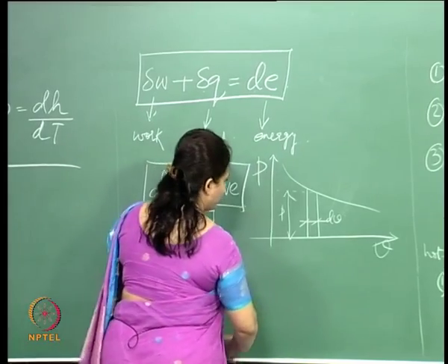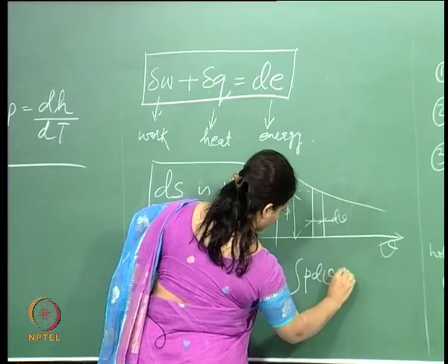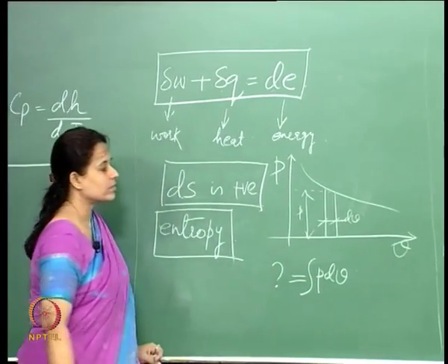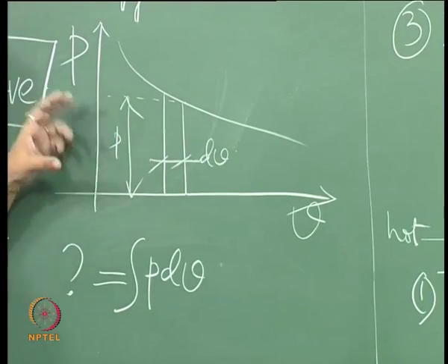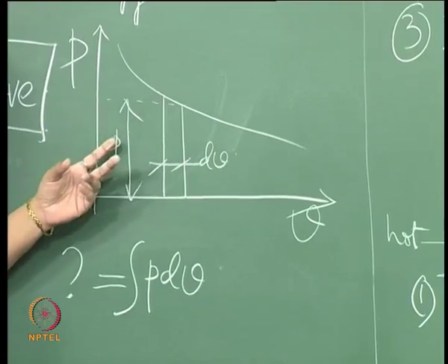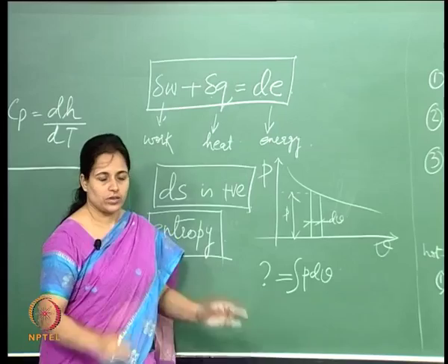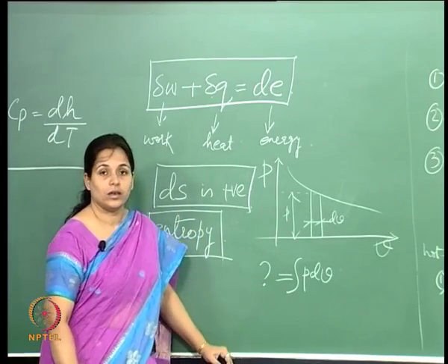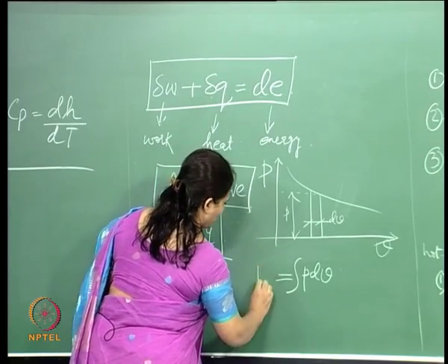Right. Now, if I take this integral, what do we get? Essentially, for a certain pressure, I have a change in volume. There is a pressure that is creating a change in volume, which is dV. This is nothing but the work done, right. This is the work done.